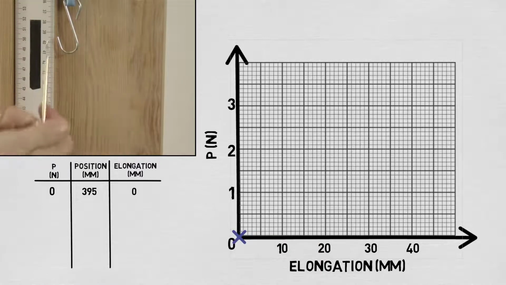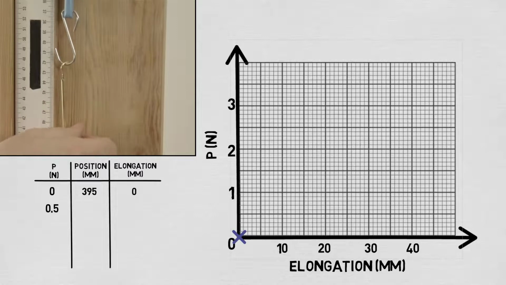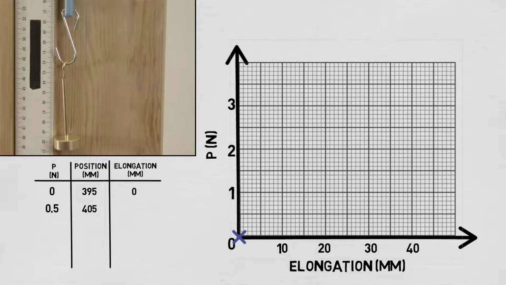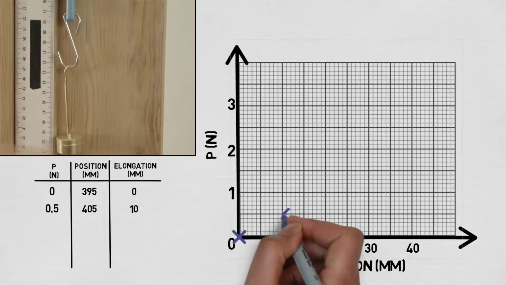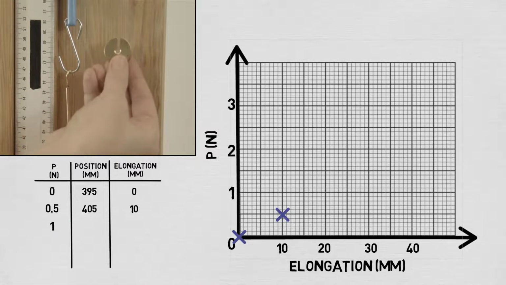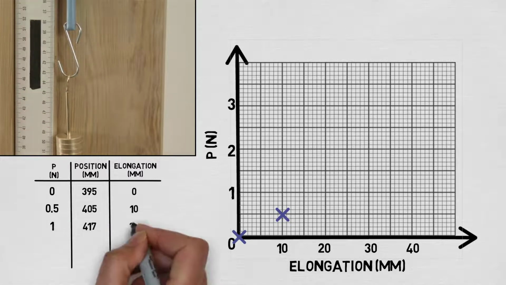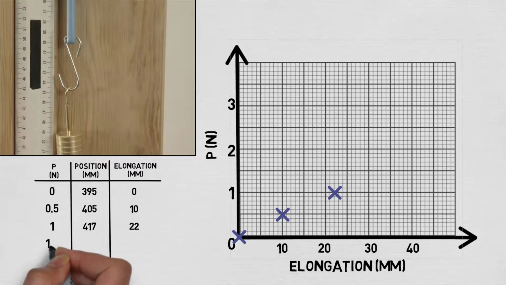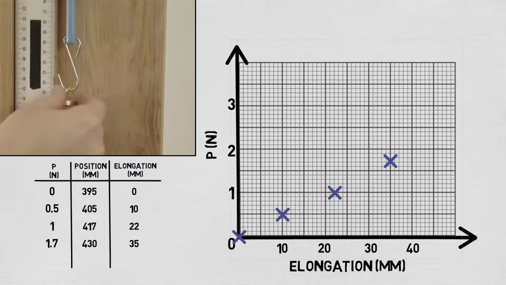Now let's add our first load, 0.5 newtons. The tip of the hook is now at 405 millimeters, and based on our initial measurement, the spring has elongated 10 millimeters. The next weight brings us to 1 newton, and now the spring has deformed to 417 millimeters, or a total deformation of 22 millimeters. Now let's add a few more weights. Now we're at 1.7 newtons, and our ruler is down to 430 millimeters, giving an elongation of 35 millimeters. Starting to see a bit of a pattern? We'll take one more data point.